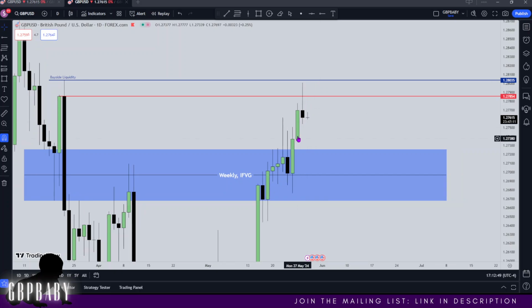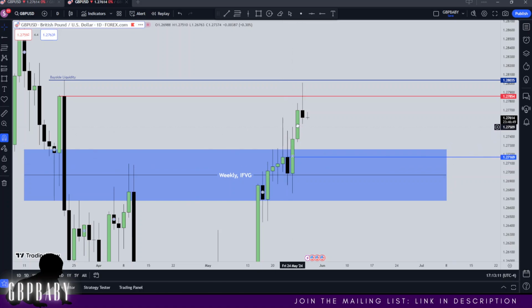But overall, we're looking at discount PD arrays. So we have this weekly inversion fair value gap, and what can we see inside of that? Well, we have a bullish order block right here. I'd like to think that can provide support, and then we have a potential reclaimed bullish order block right here. I'm not going to talk too much on this because I did speak about it at the beginning of the week. Right now, just going to keep it simple. We'll look at this bullish order block as the next PD array.